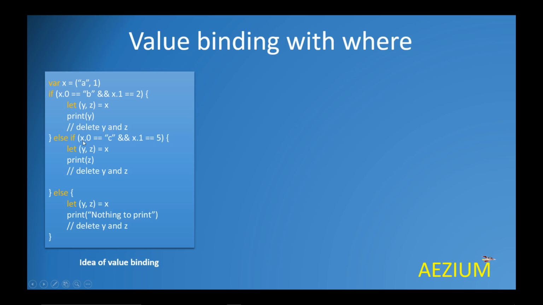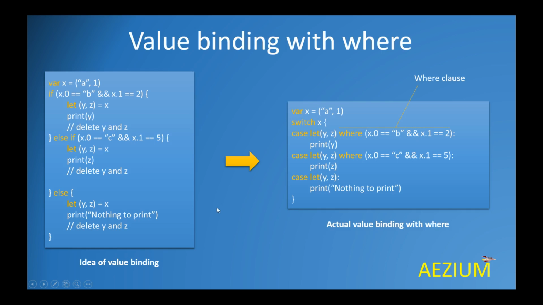And again, we could have an else if condition here and generate y and z like so. If this condition is true, use it within the body of the else if statement here, and at the end delete it. And finally, if none of these two are true, we can just use this arrangement. This is the idea of value binding using where. The way it is actually done is something like this.